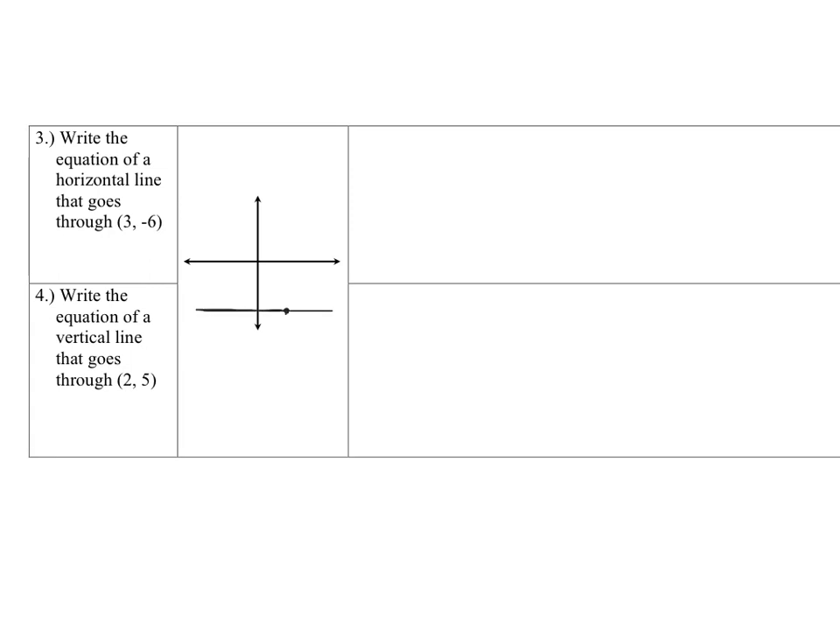So think about the horizontal line. Which axis does it hit? It does not hit the x-axis, right? It hits the y-axis right here. So what is that y value? Well, that y value is -6. So the equation of this line is just y equals -6.